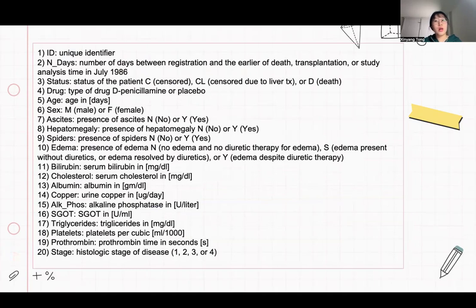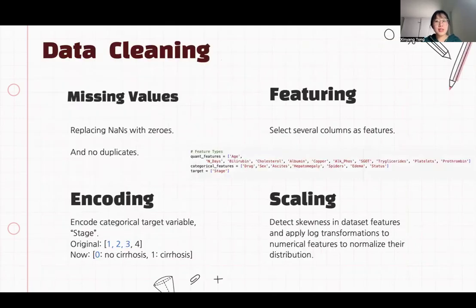Here's the explanation for the different columns. And next, we have the data cleaning part. There are some very important steps. The first is dealing with the missing values. We replace NaN, not a number, with zeros, and we have checked that there are no duplicates in the dataset.